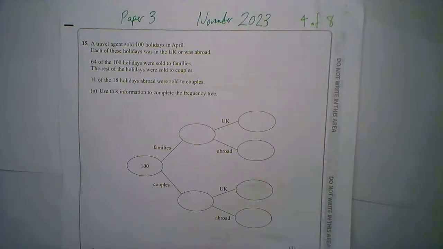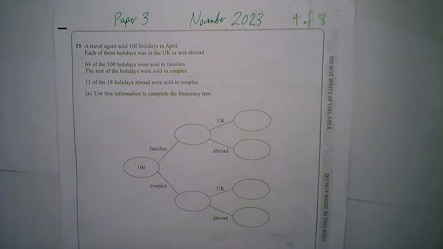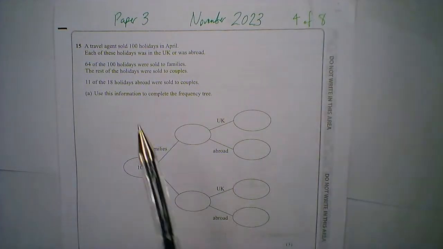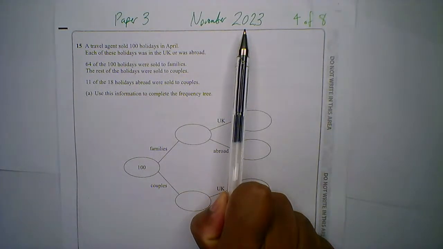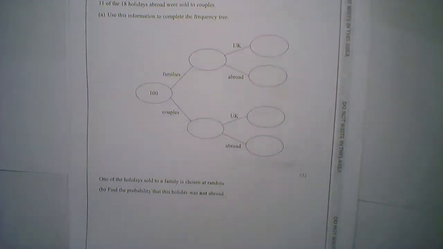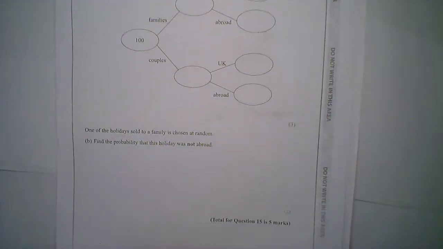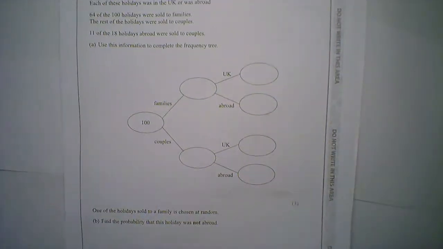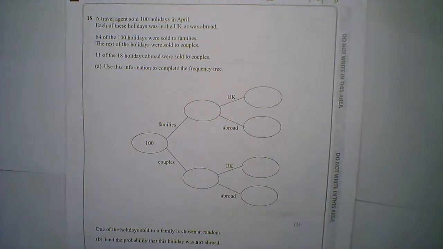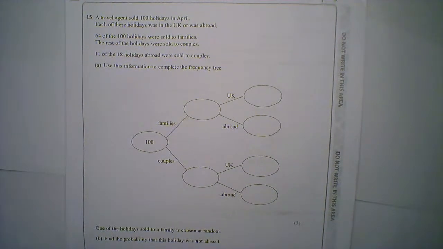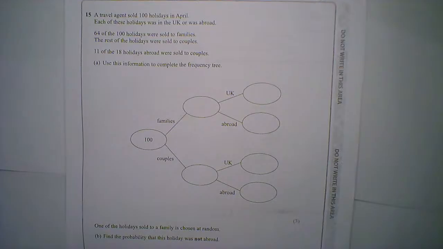Question number 4 of 8. This is from paper 3, so calculator paper, November 2023. And it also has a part B, and the part B is worth 2 marks. Okay, let's have a go on this question.